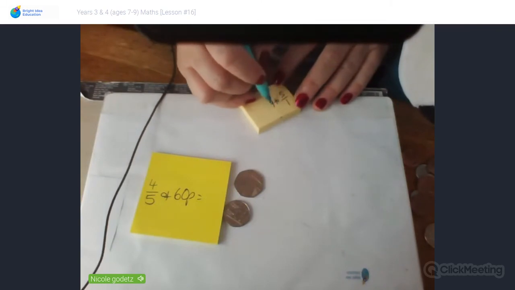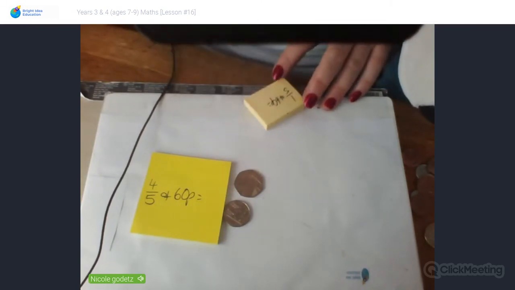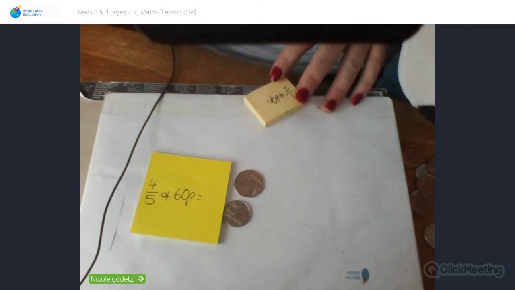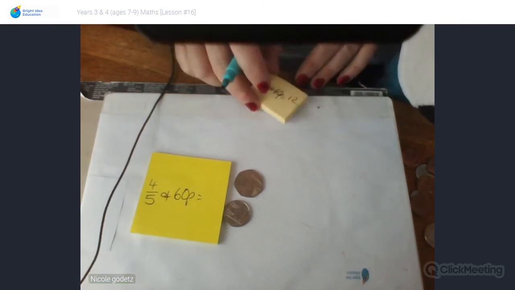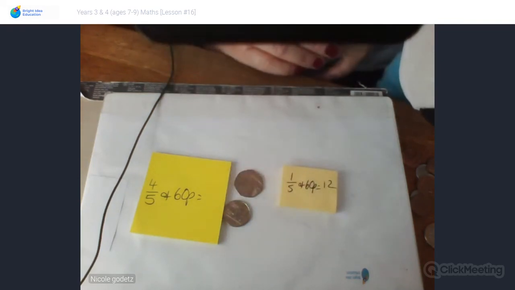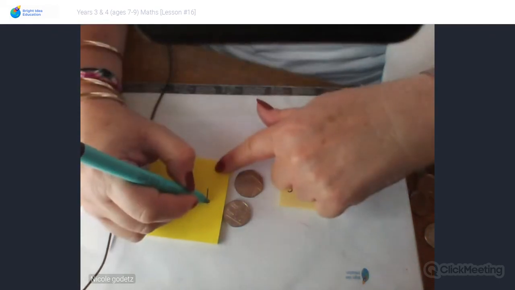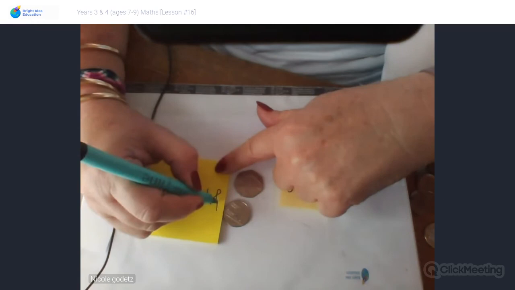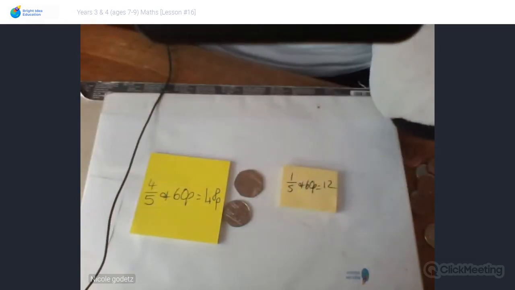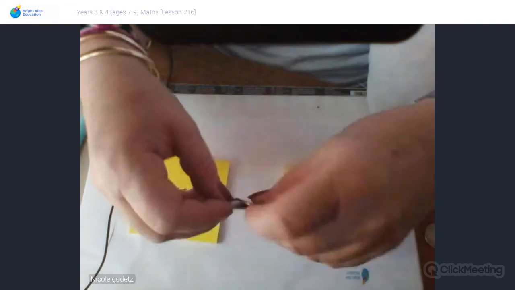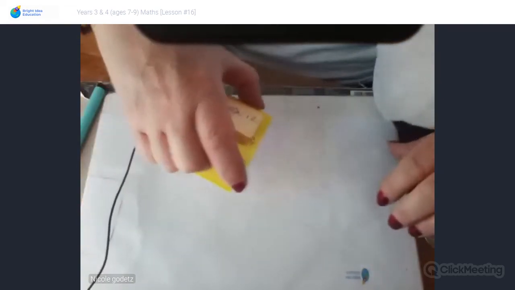1/5 of 60p is 12, because 5 12s are 60. So we work out what the unit fraction is, first of all. 5 12s are 60, so 1/5 is 12. So 4/5, 4 12s are not 40. 4 12s are 48.